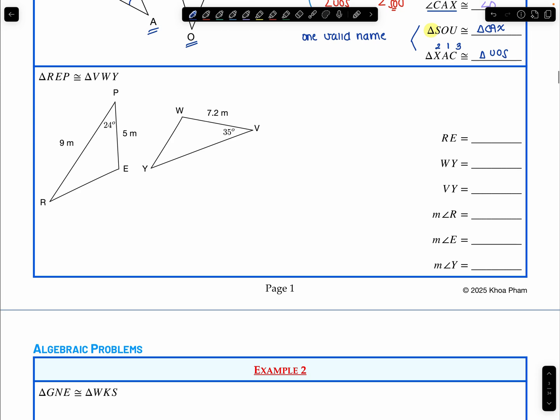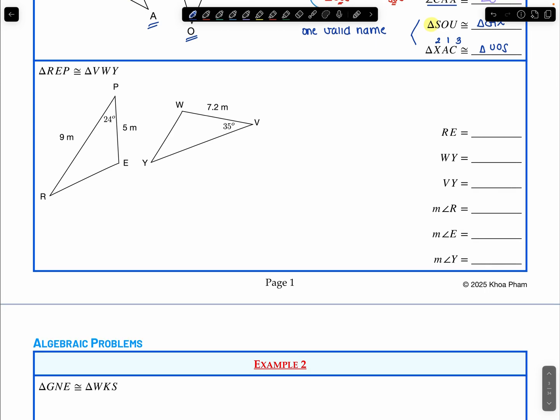Okay. On the bottom here, R is 1, E gets 2, P gets 3. VWY, V is 1, W is 2, Y is 3. So for example, if I look at PR, which is 9, PR has the 3 and 1 wedge, and so that corresponds with YV. So I can label this as 9 meters.